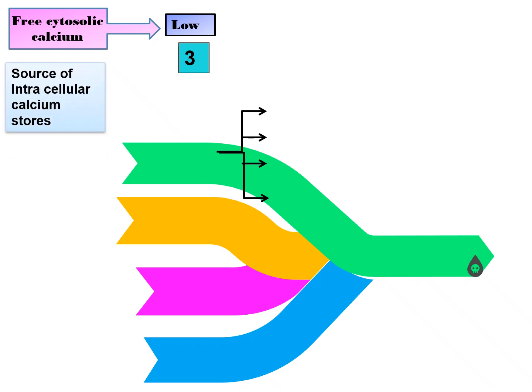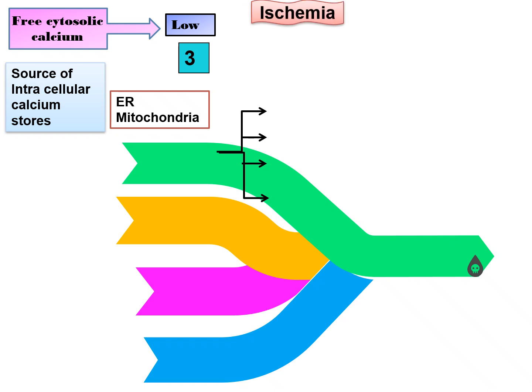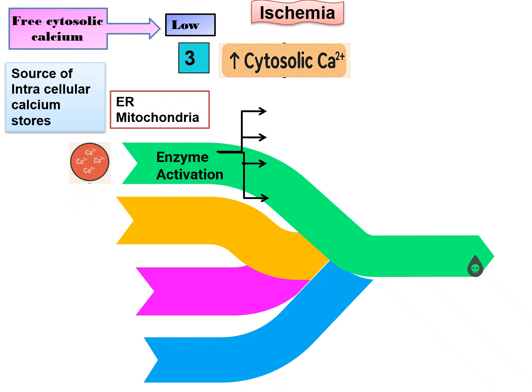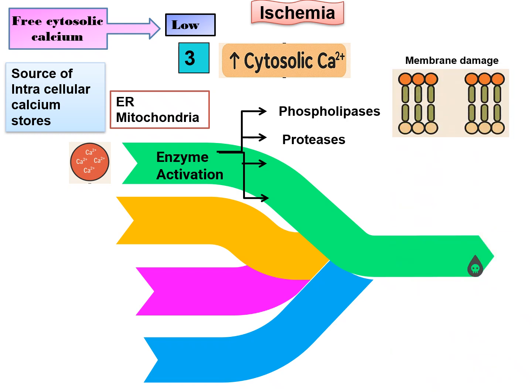And the main stores of intracellular calcium are present in endoplasmic reticulum and mitochondria. Generally, with ischemia and reperfusion injury, there are increased intracellular or cytosolic calcium levels. With this, there is increased enzyme activity, like phospholipases and proteases. These phospholipases and proteases cause destruction of the phospholipid membrane and cytoskeleton, causing damage to the membrane. So here you can see the membrane damage.